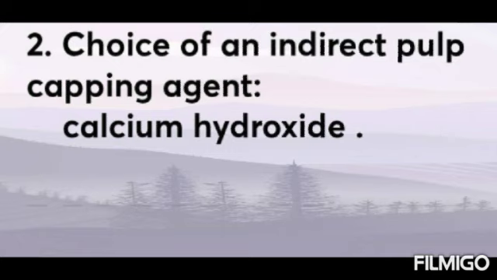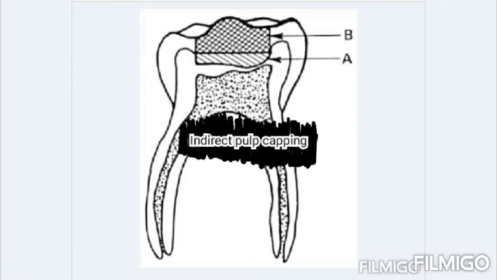Moving on to the choice of indirect pulp capping agent. Most commonly we use calcium hydroxide dressing for deep caries lesions. Calcium hydroxide has a long track record as a time-tested indirect pulp capping material, basically due to its high alkalinity and its ability to produce a dentinal barrier or dentinal bridge.